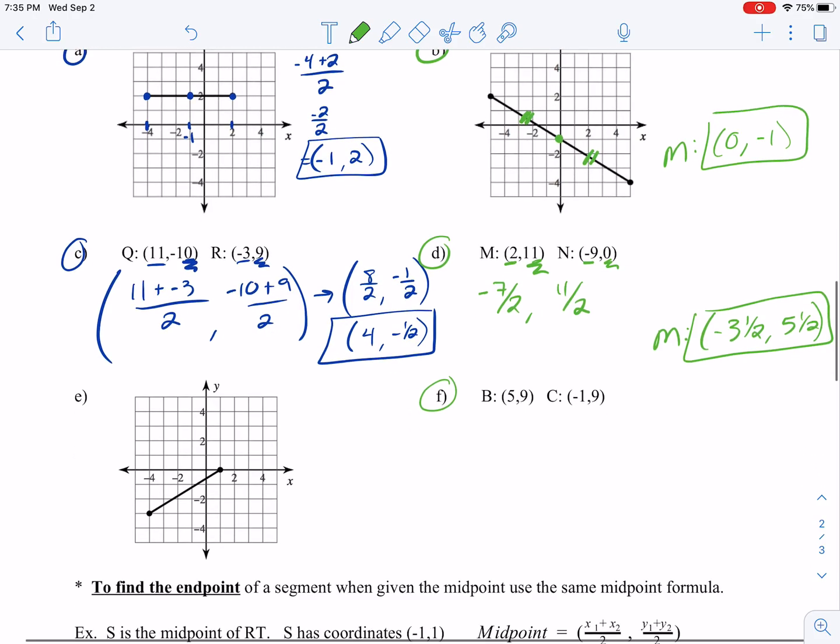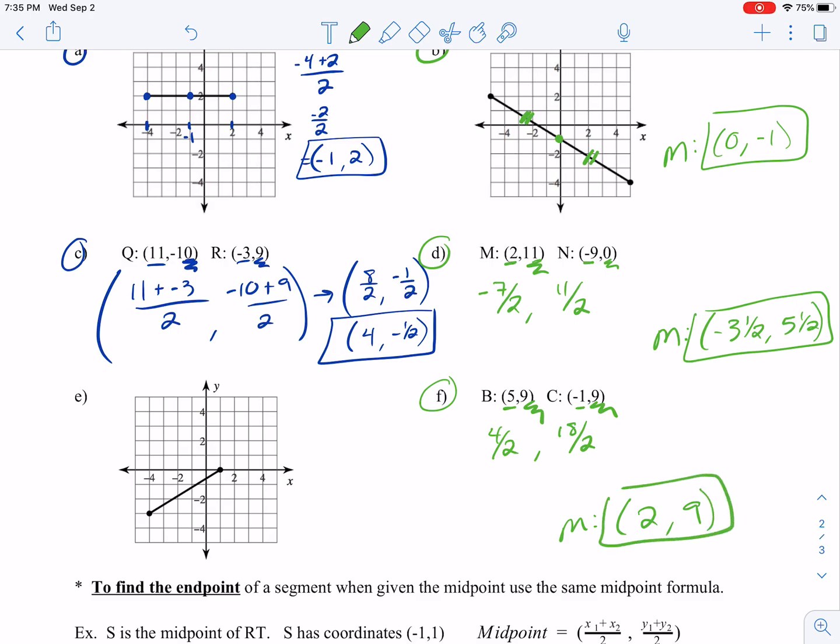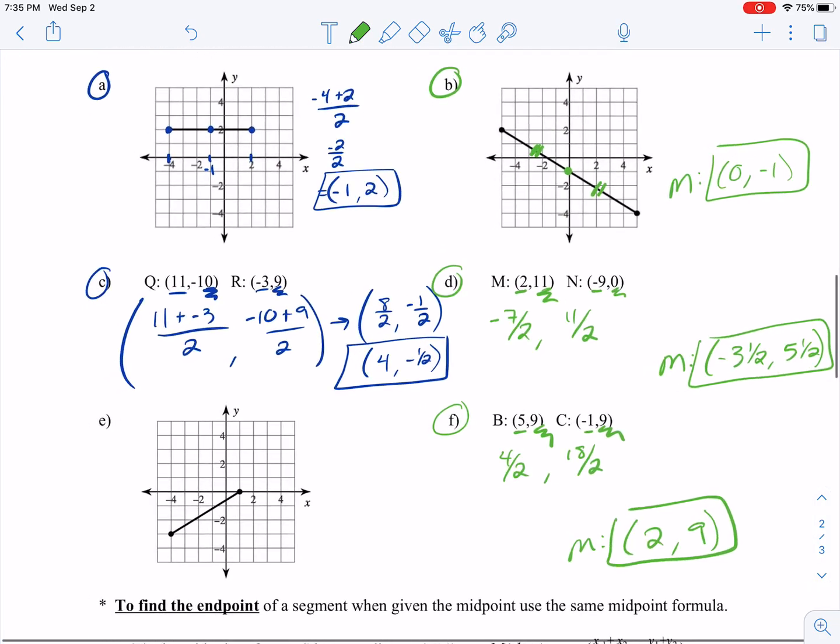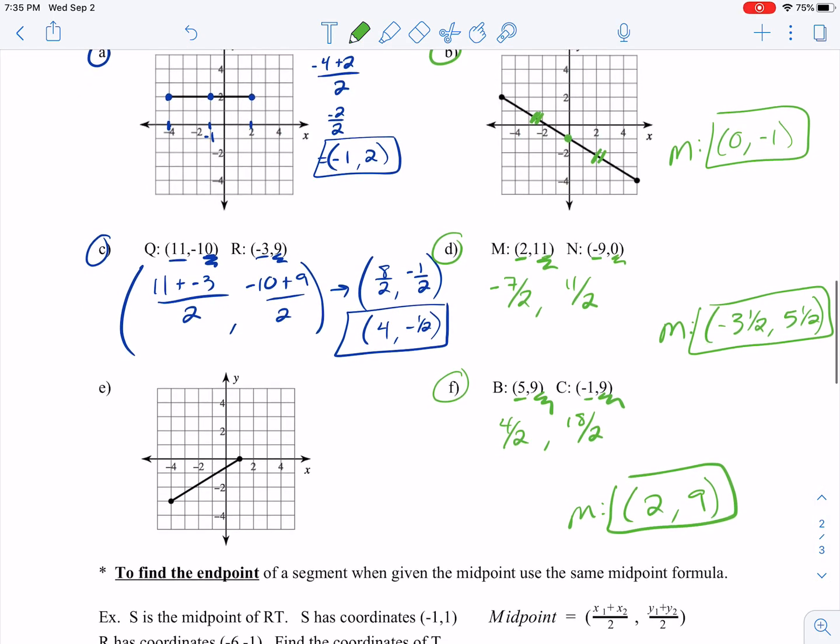And last but not least, for F, the average of your x's, 5 plus a -1 gets you 4/2, which simplifies to 2, and then 9 and 9 gets you 18. Half of 18 would be 9. So this was another horizontal line where the y coordinates were going to be exactly the same, kind of like this example up here, or just like the example we did up above for A.